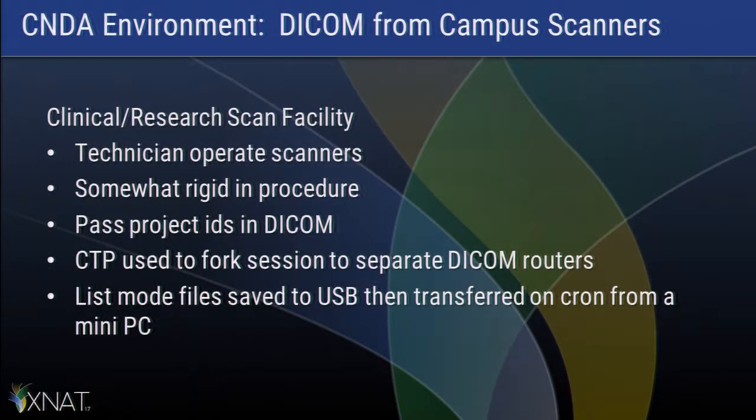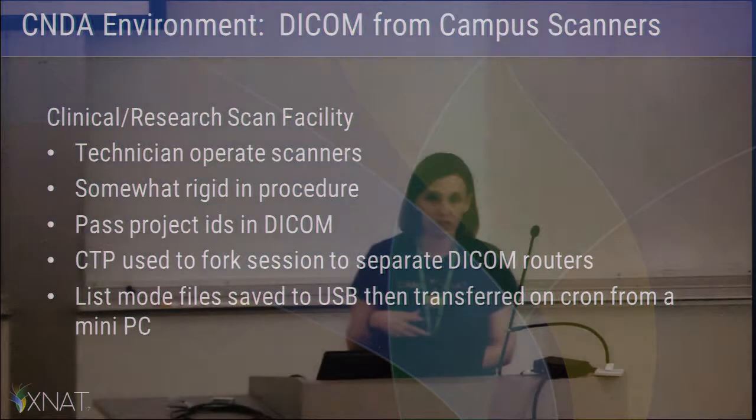So this is one instance in which we used CTP, and we just use it as a fork, essentially. The scanner technicians, as I mentioned, have a node at their scanner, and they push a button and send it to CNDA, which really goes to a CTP. That forks the data and sends it both to an investigator copy of the project and to a CCIR copy of the project. The way that we do that is we have two DICOM receivers that we're using on CNDA. One is the standard out-of-the-box XNAT DICOM receiver, and that's the investigator copy.